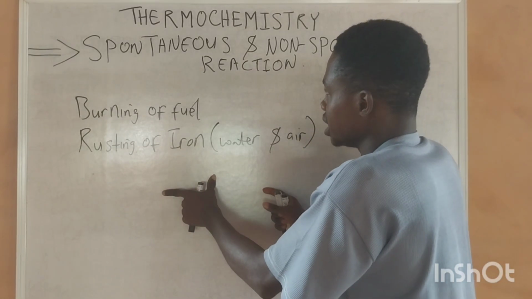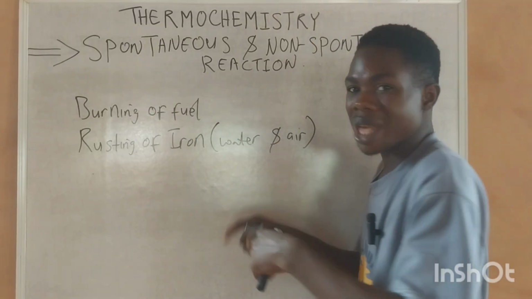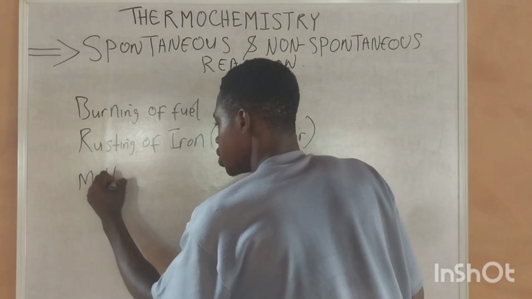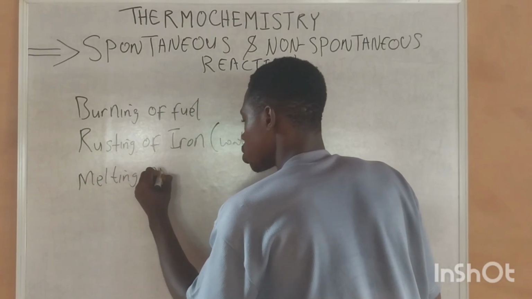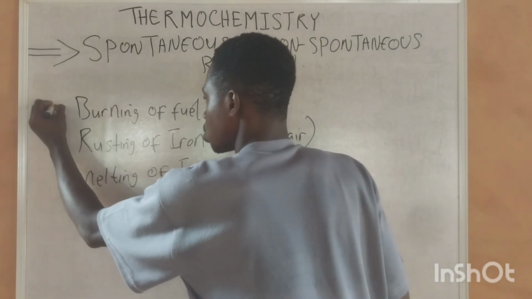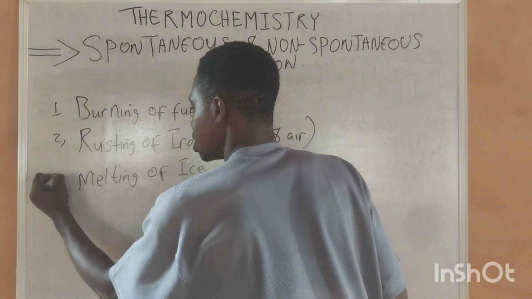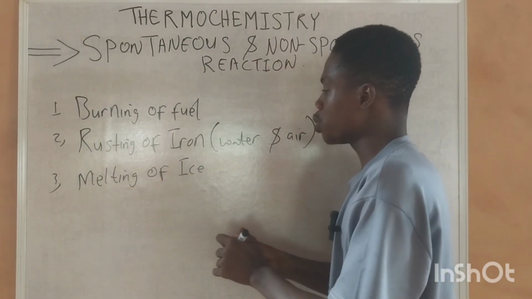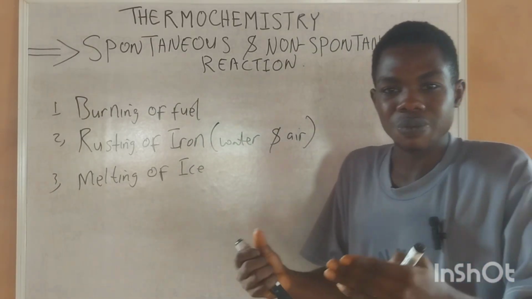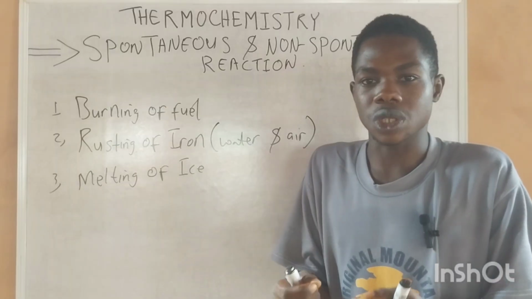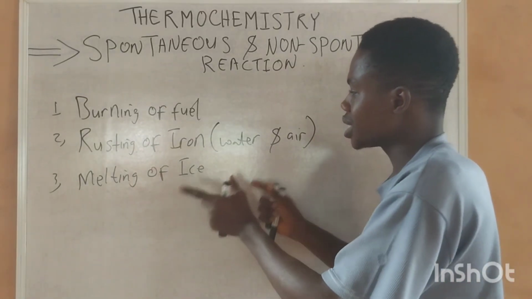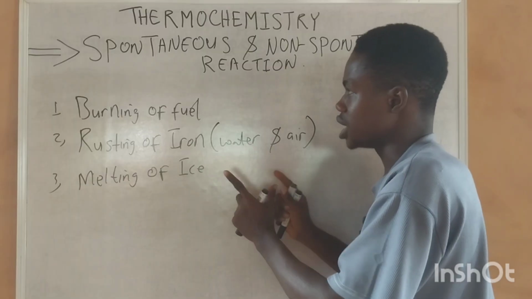So another example again, under spontaneous reaction is melting of ice. Melting of ice. So this is the first one, this is the second one, this is the third one. So melting of ice happens to be another good example of spontaneous reaction that occurs naturally on its own without the help of an external energy under a given condition. So please take note of this.